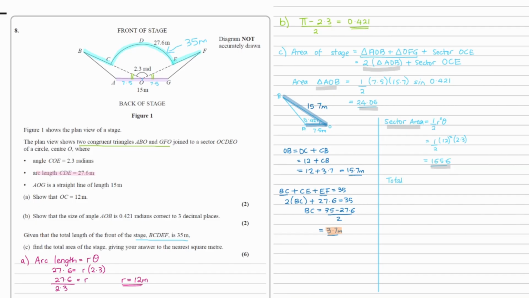So in order to find the total area of the stage, we are going to do 2 times the area of one triangle, which is 24.06, and we are going to add 165.6, and this gives us a total area of 214 square meters, rounded to the nearest square meter.